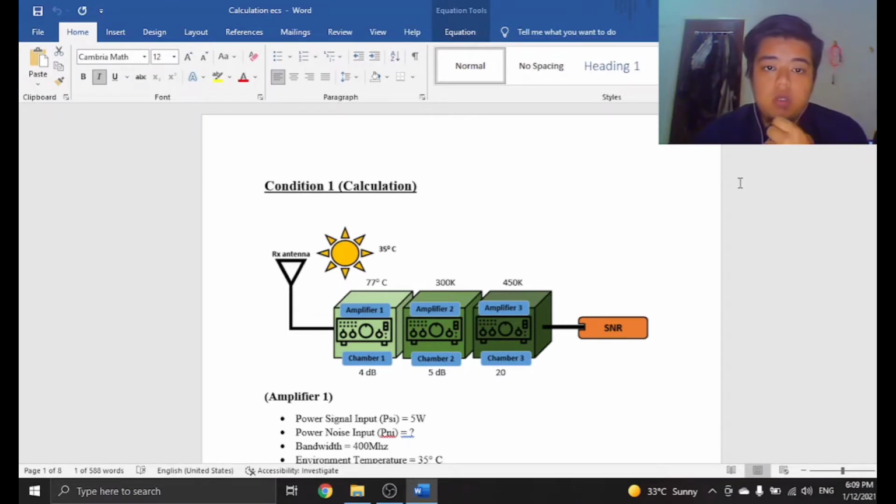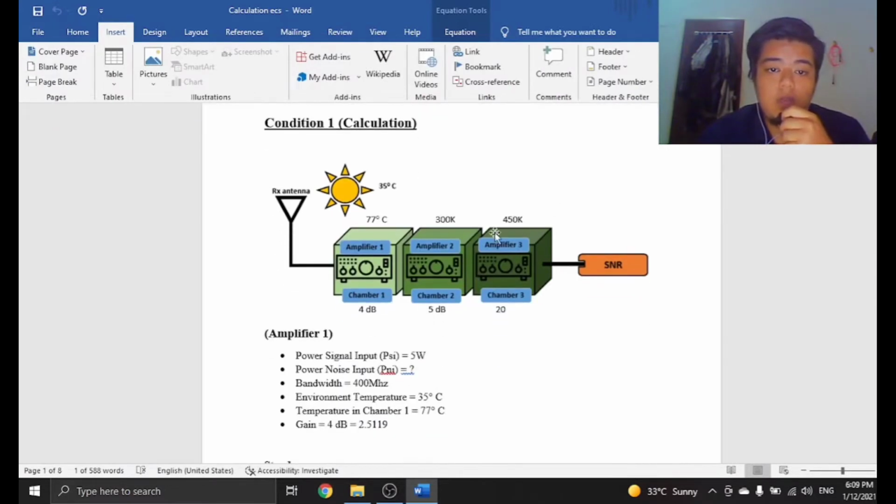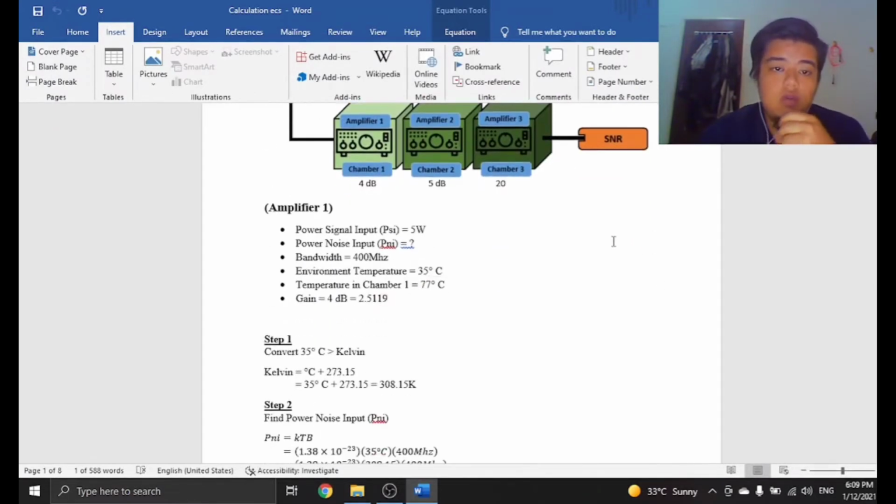So, based on the solution to question 1, there are 3 types of condition where we need to calculate to get the best SNR output: condition 1, condition 2, and condition 3. The difference between these 3 conditions is the value of the amplifier and the environment temperature. So for amplifier 1, we state the values already given in the question.